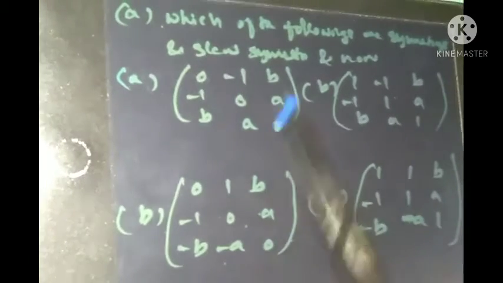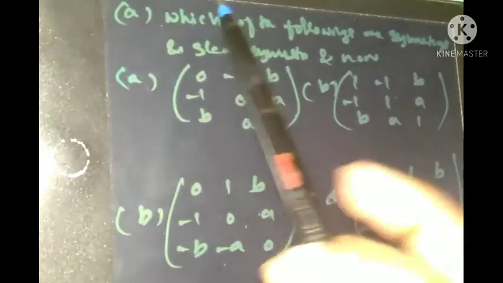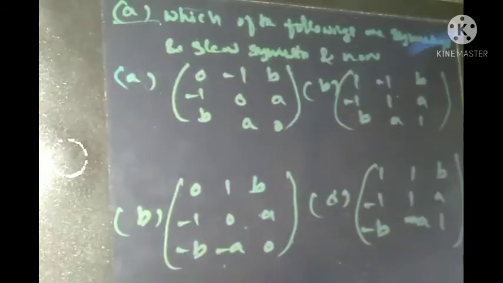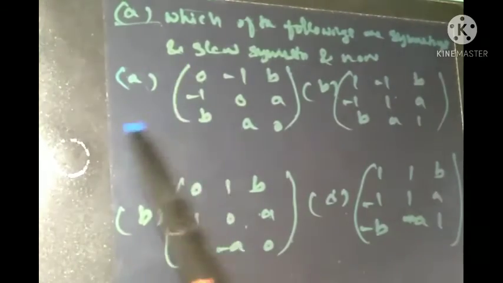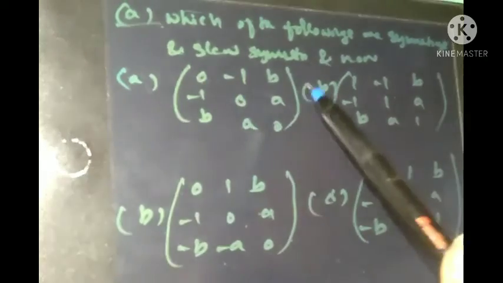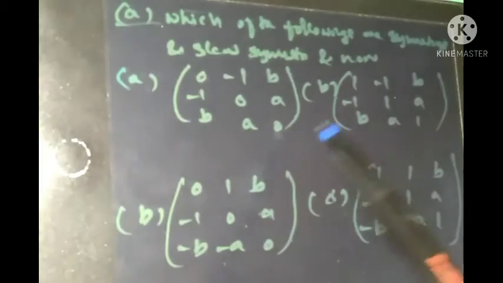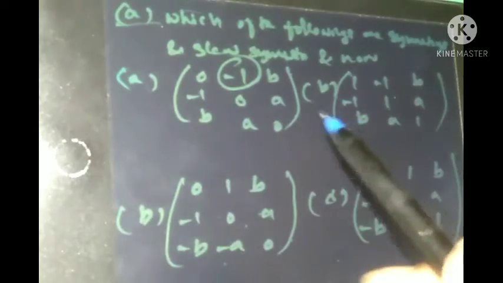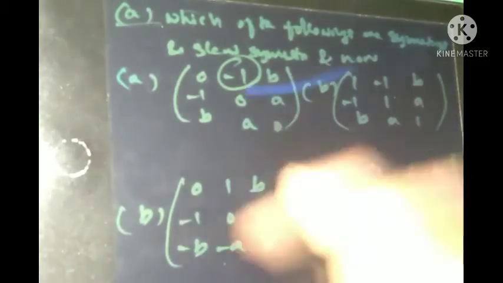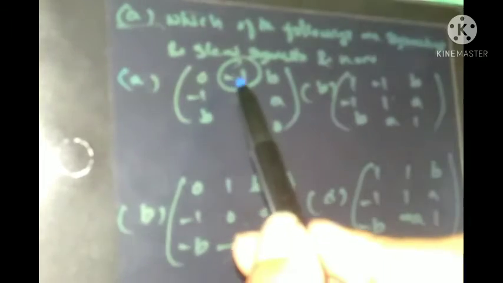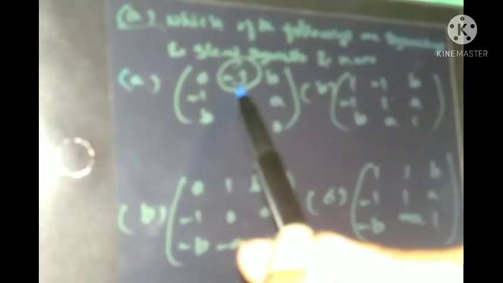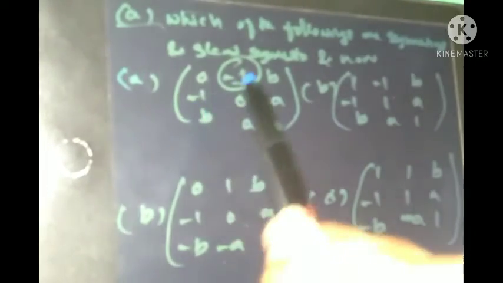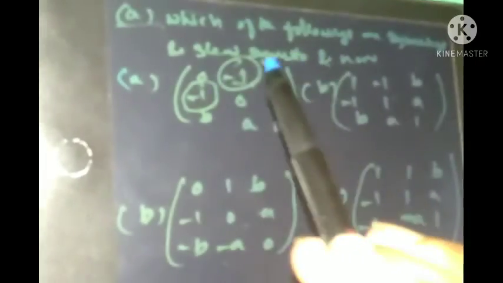These are a few examples for symmetric and skew symmetric. This is a question: which of the following are symmetric, skew symmetric, or none of these? See this first example: 0 minus 1 b, minus 1 0 a, b a 0 is the given. Observe the diagonal elements. If this were skew symmetric, then the opposite of minus 1 would come as 1, but here it comes as minus 1. That means this is a symmetric matrix.